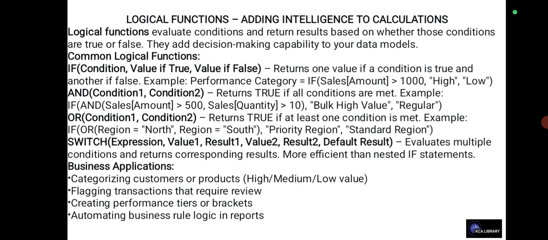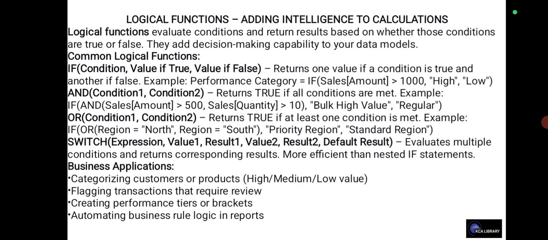So what do we use the IF function for? IF takes a condition, a value if true, and a value if false. So it returns one value if a condition is true and another if it is false. For instance, if you want to talk about performance category, if sales is greater than 1,000, you say it's high, or if it is less, you say it's low. So that's the IF function, where you place a value for true and another value for false.